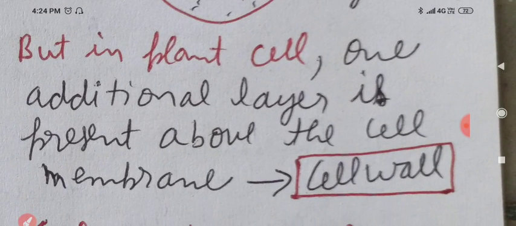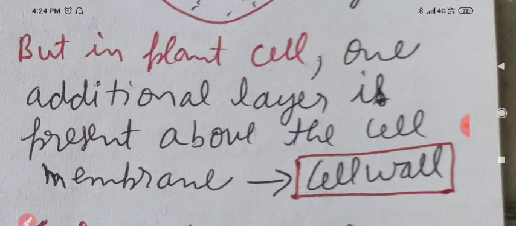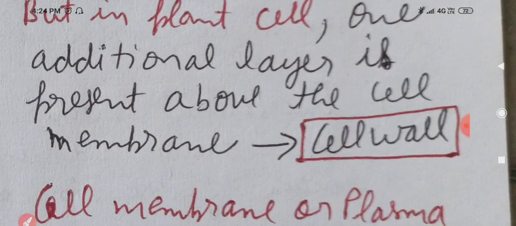But in a plant cell, one additional layer is present above the cell membrane, that is the cell wall. Clear? Now one by one we shall discuss further.